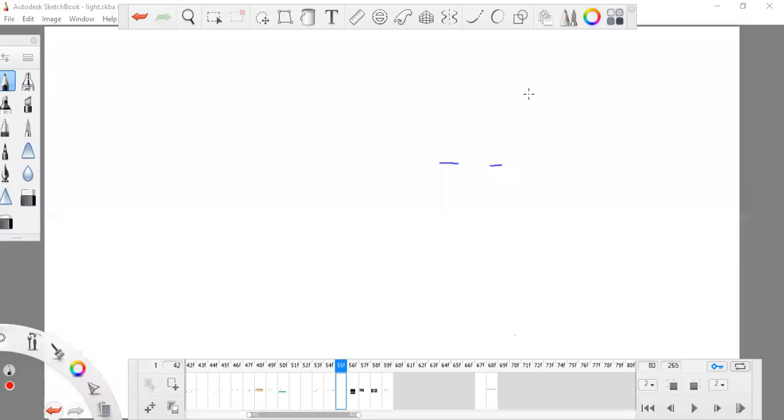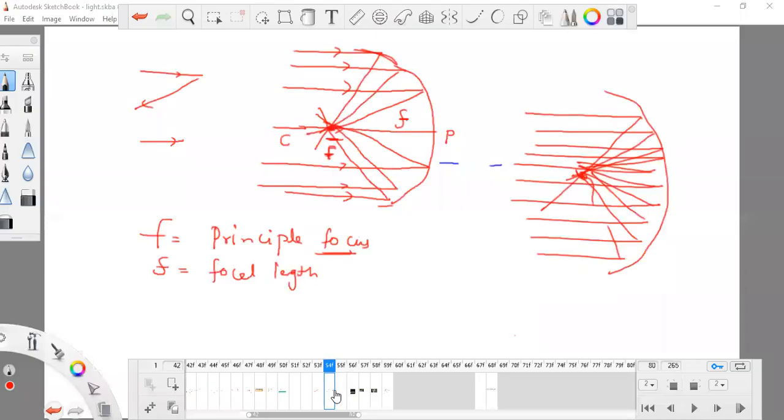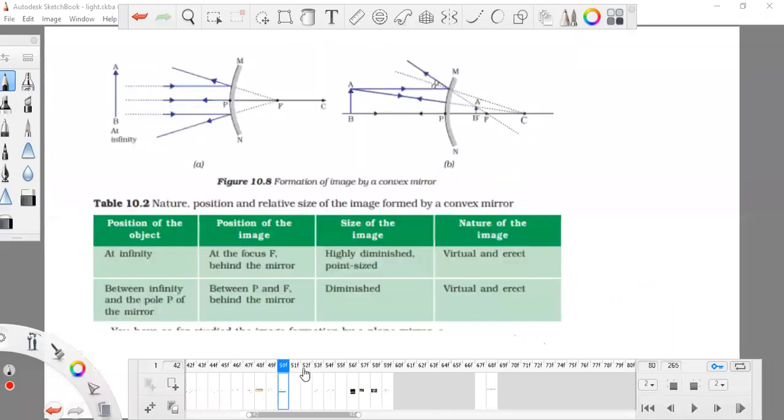So we studied about the convex mirror and how various types of images are formed by it. For a convex mirror there are only two possibilities: one, when the object is present at infinity, and second, when the object is between P and infinity.